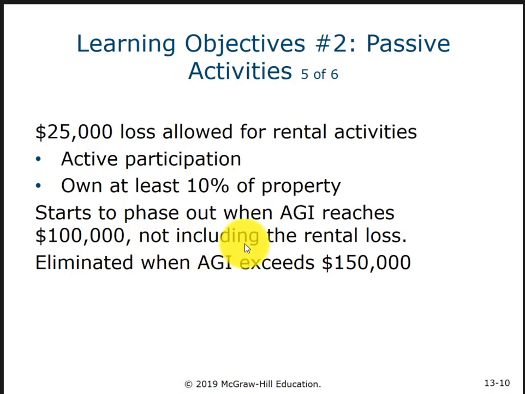Okay, but remember, it phases out by half of the amount that you're over 100,000. So when does it go all the way away? At 150,000. So every dollar you go over 100,000 AGI reduces this loss by 50 cents. So if you're over by 12,000, then you're going to reduce this loss by 6,000. So you could only deduct 19,000 instead of 25. That's how that phase out works.